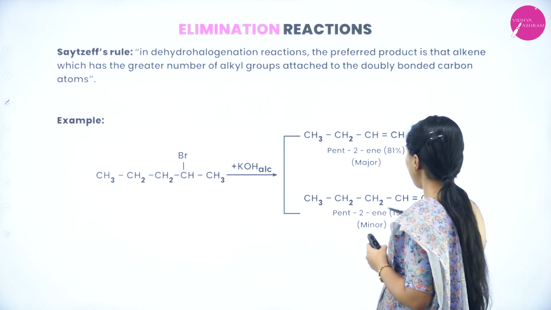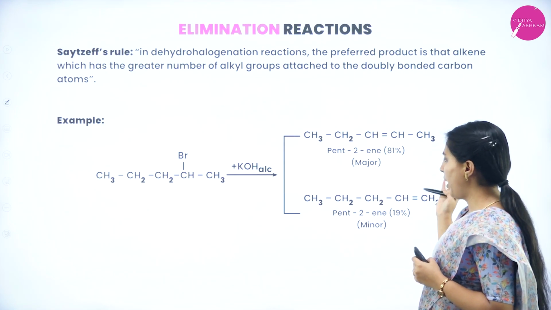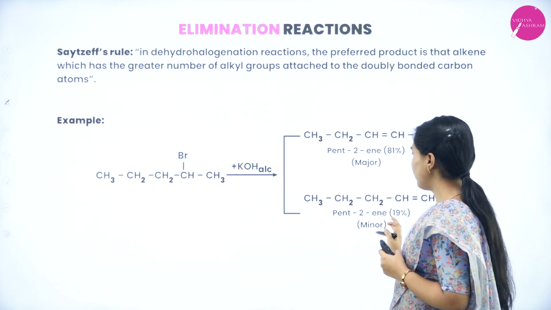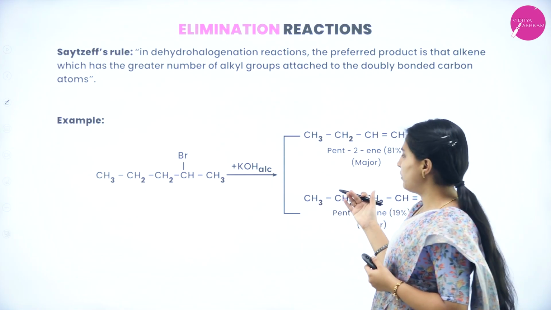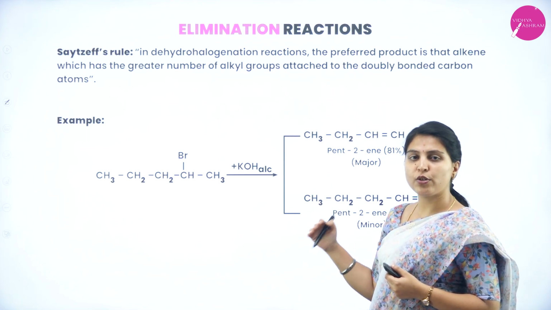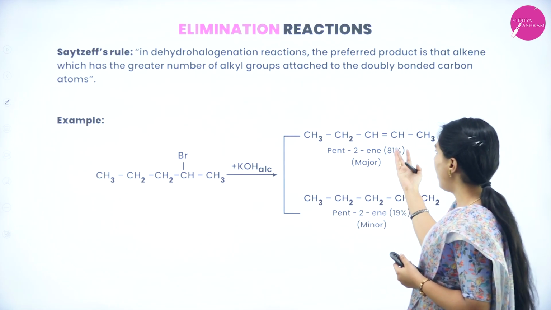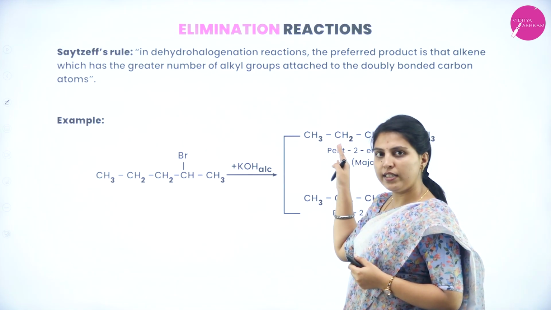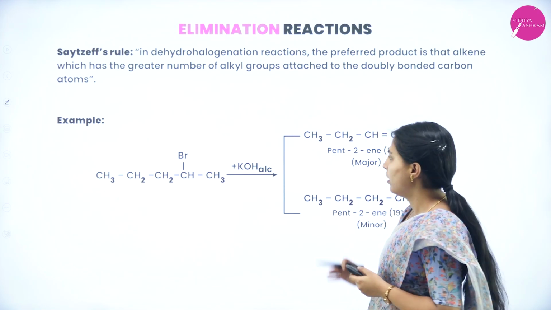Here pentene will form, but pent-2-ene is formed as the major product and the other will form as the minor product. What is Saytzeff's rule telling us? Wherever there are fewer hydrogen atoms at the beta position, that hydrogen will be removed, and by that the alkene will form. So there is a major and another minor product. Here the hydrogens are least present at the beta position, so it will be considered the major product.